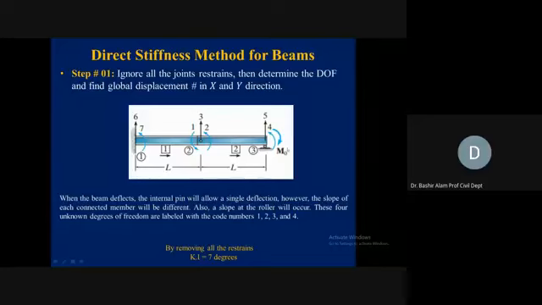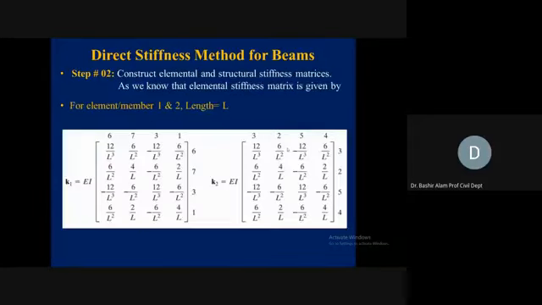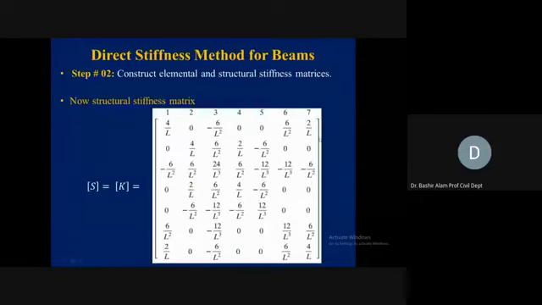Let's see now. 3, 2, 5, 4. So what will be the order of the structural stiffness matrix? Kinematic indeterminacy was 7 degrees, so it is going to be 7 cross 7. So here this is 1, 2, 3, 4, 5, 6, 7. Corresponding addresses are coming to their appropriate location.